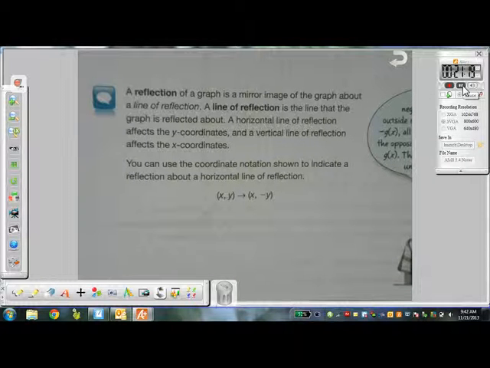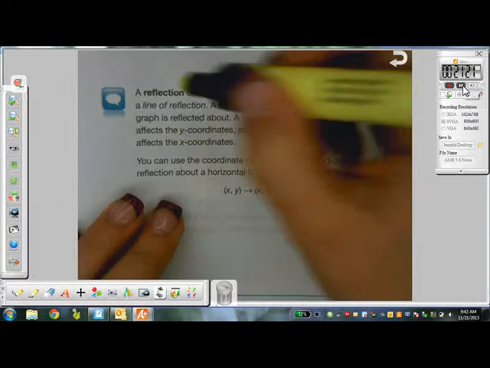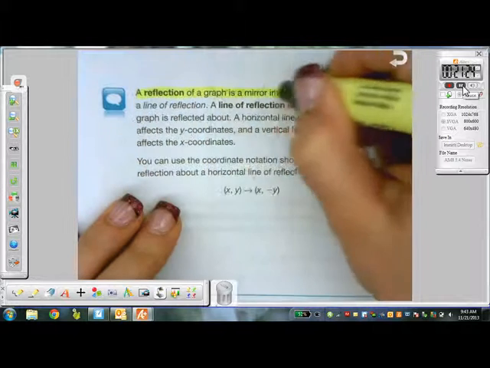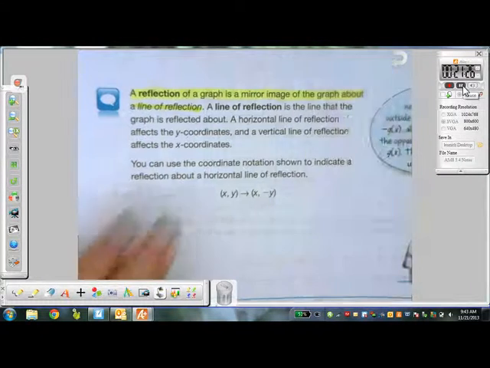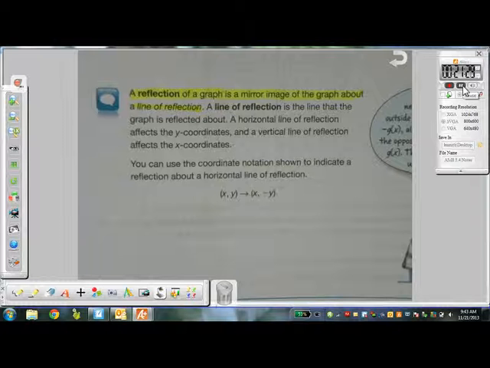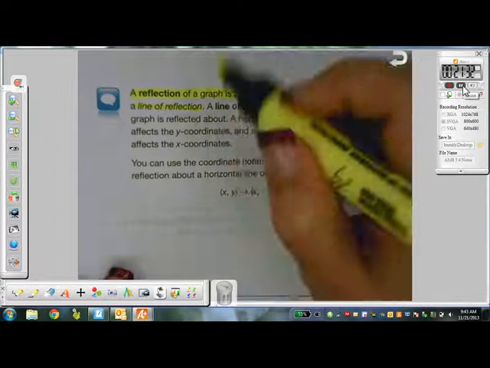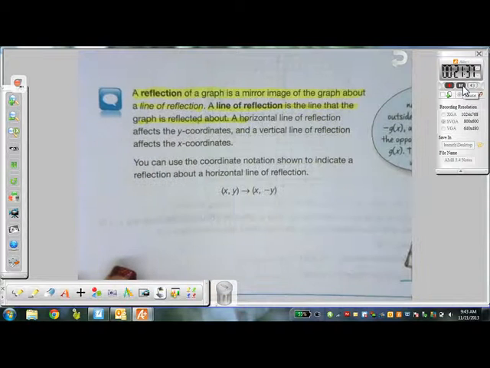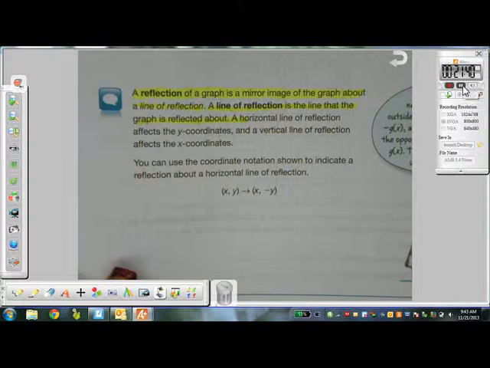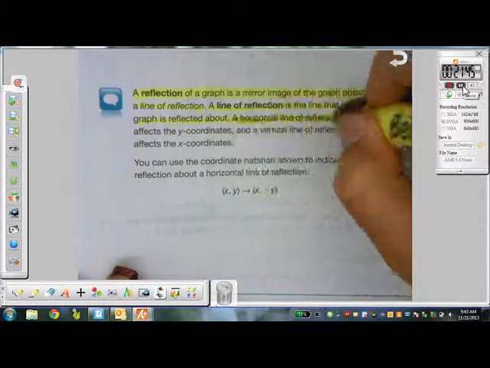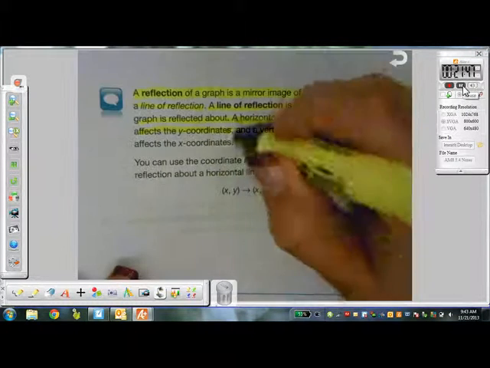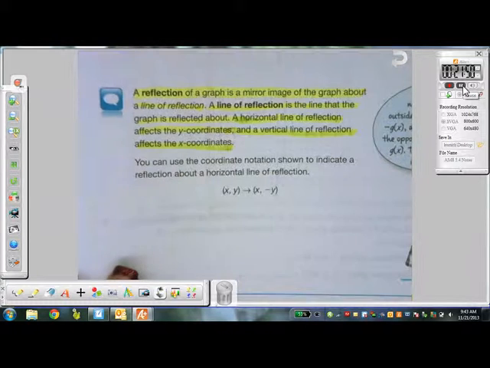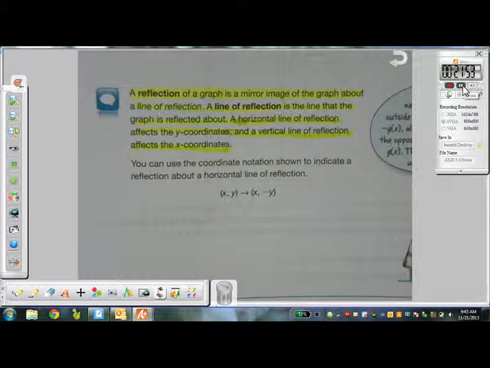A reflection of a graph is a mirror image of the graph about a line of reflection. A line of reflection is the line that the graph is reflected about. I do want you to write this down because it gives you each one individually. A horizontal line of reflection affects the y-coordinates, and a vertical line of reflection affects the x-coordinates. So horizontal would be like the x-axis, and a vertical line would be the y-axis.